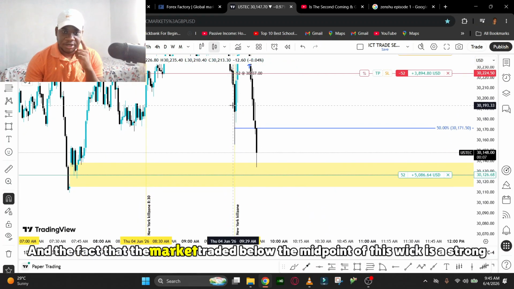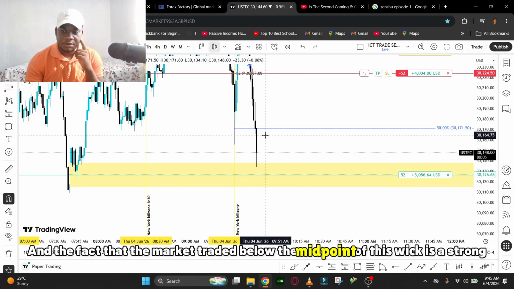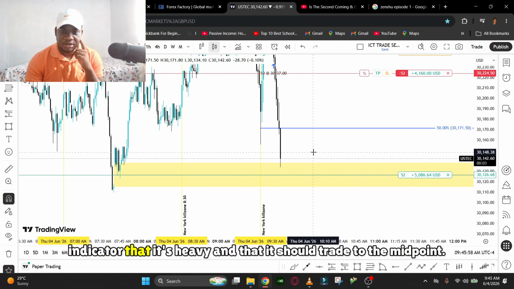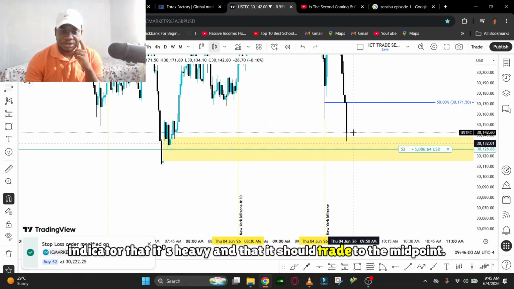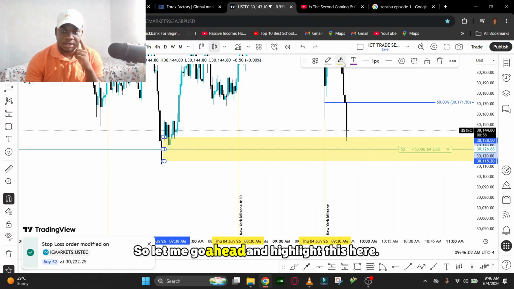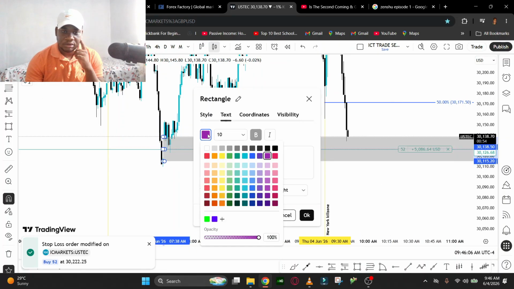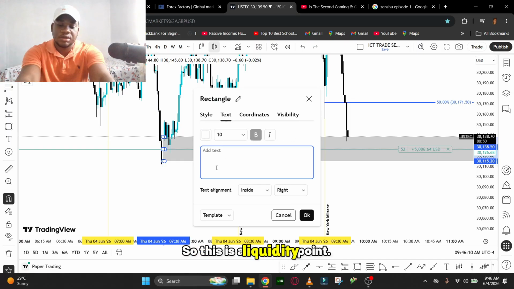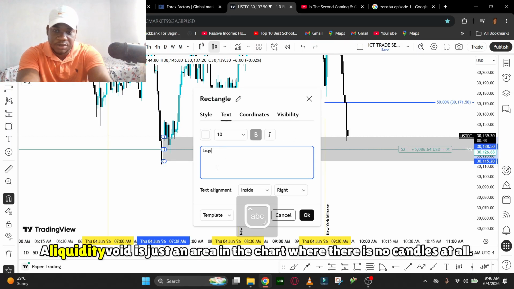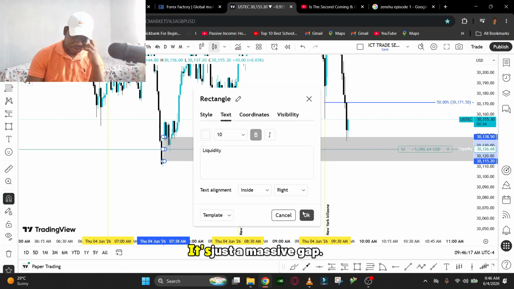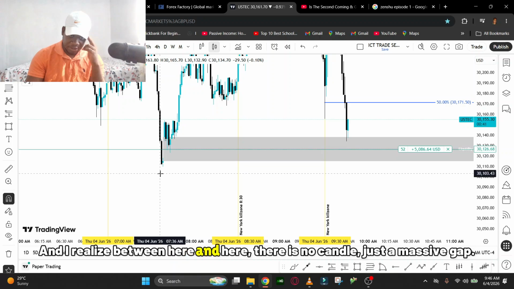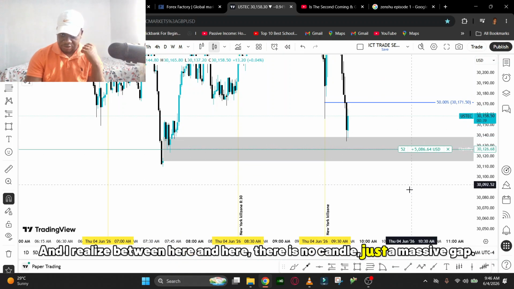And the fact that the market traded below the midpoint of this wick is a strong indicator that it's heavy and that it should trade to the midpoint. So let me go ahead and highlight this here. Let's go with white. So this is a liquidity void. A liquidity void is just an area in the chart where there's no candles at all. It's just a massive gap, and you realize between here and here there's no candle, just a massive gap.